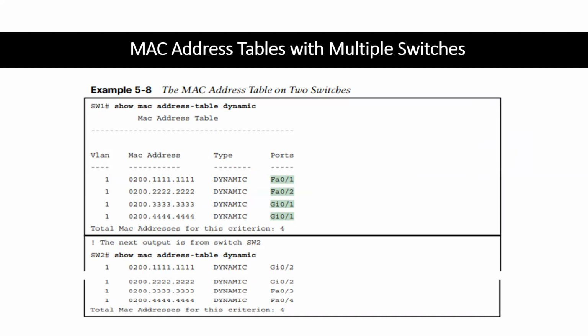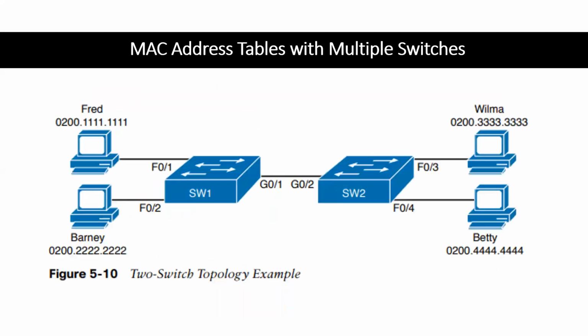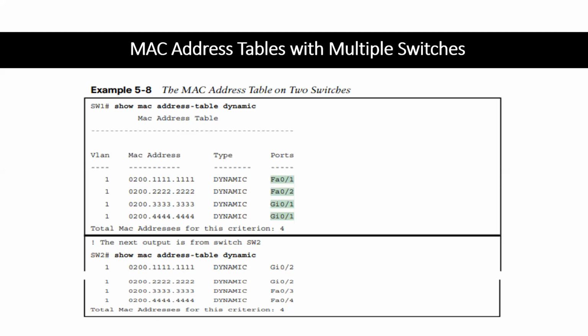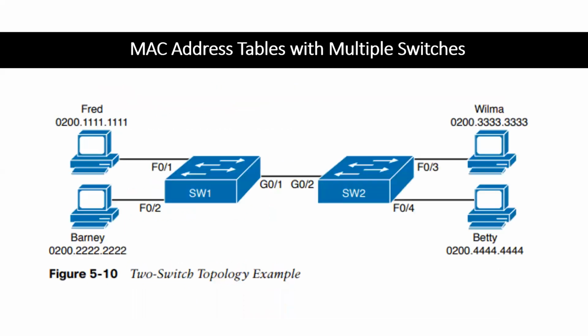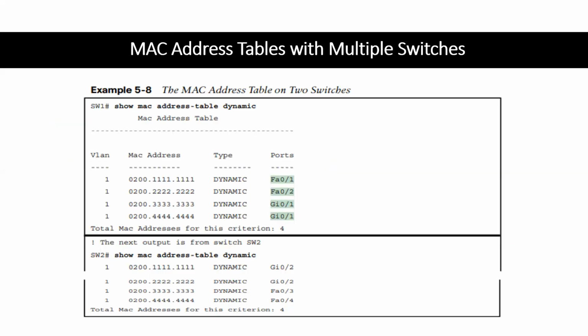If we look at the top, we're looking at switch one's MAC address table. We have the exact FastEthernet ports of where Fred and Barney are, FastEthernet 0/1 and FastEthernet 0/2. But if we look at Wilma and Betty's MAC addresses, they're learned off the same port on that switch. It's because they learned it from another switch on that same broadcast domain, VLAN 1. We'll talk about VLANs, I believe, in chapter 6 or 7, so you're going to see that in the future.